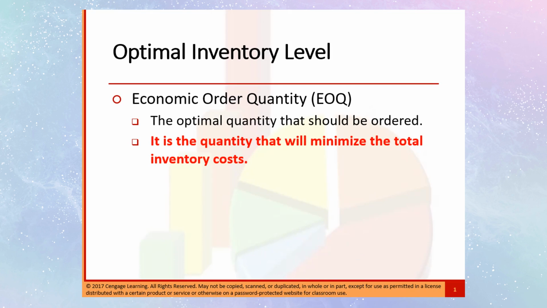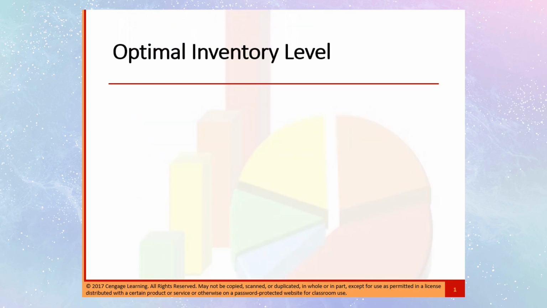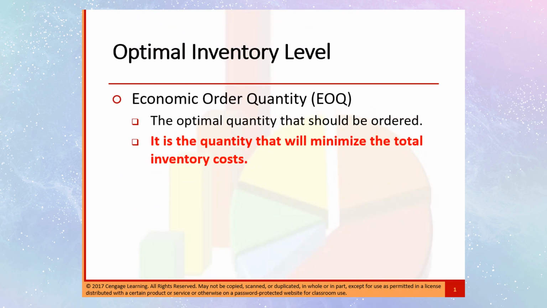Economic Order Quantity, or EOQ, gives us the sweet spot, the exact quantity to order that minimizes total inventory costs. Too much inventory ties up cash. Too little risks stockouts and missed sales. EOQ aims to get it just right.